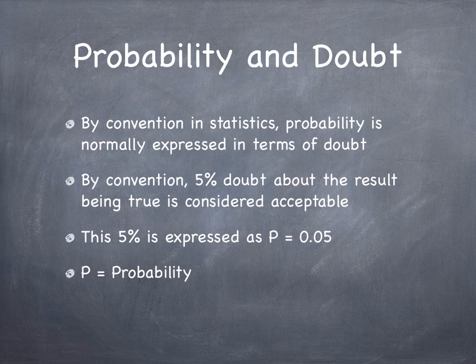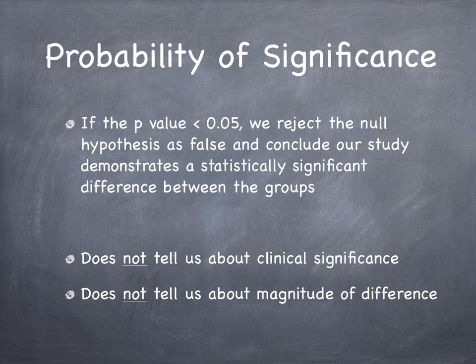By convention in statistics, probability is normally expressed in terms of doubt. By convention, 5% doubt about the result being true is considered acceptable. This 5% is expressed as p equals 0.05. Remember, p equals probability. To say this in another way, if the p-value is less than 0.05, we reject the null hypothesis as false and conclude our study demonstrates a statistically significant difference between the groups.